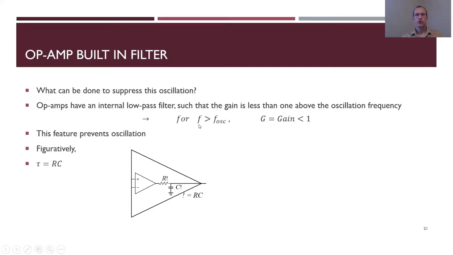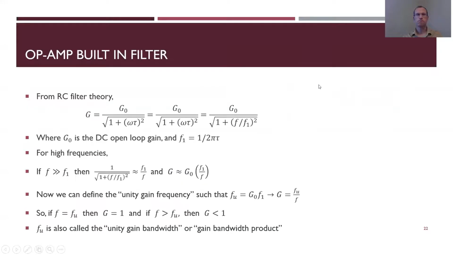And so for any time I have a frequency that's larger than the oscillation frequency, that turns the gain down to less than 1. And so that suppresses all those oscillations, so it kind of filters them out, just like a low pass filter would. Low pass filter keeps the low frequencies, filters out the high frequencies. So that's what this combination is doing. And I said that's built into all these op amps. So they have their own internal time constant and their own low pass filter built in.